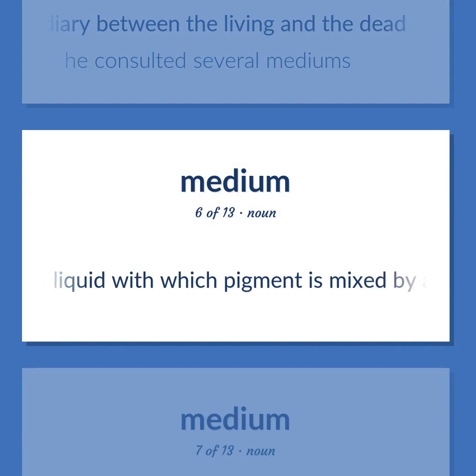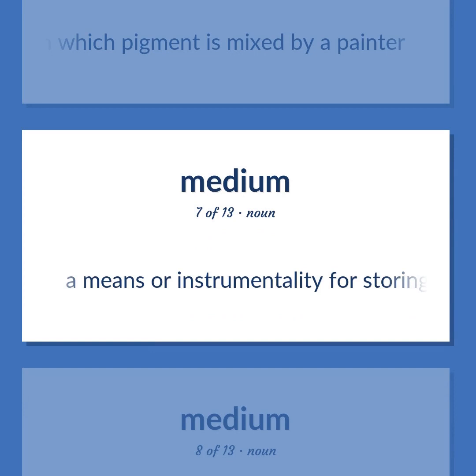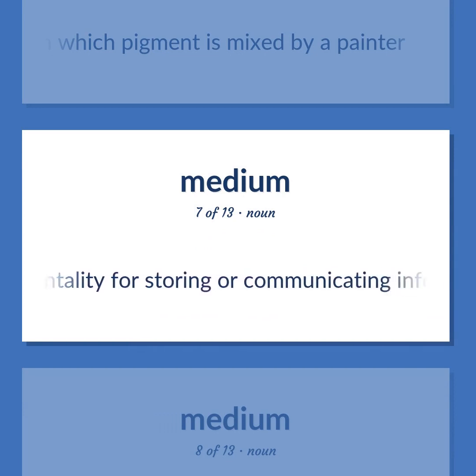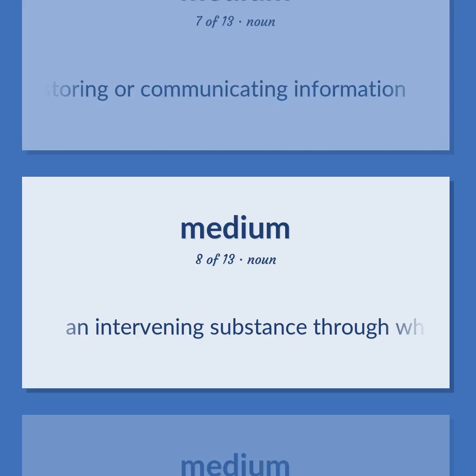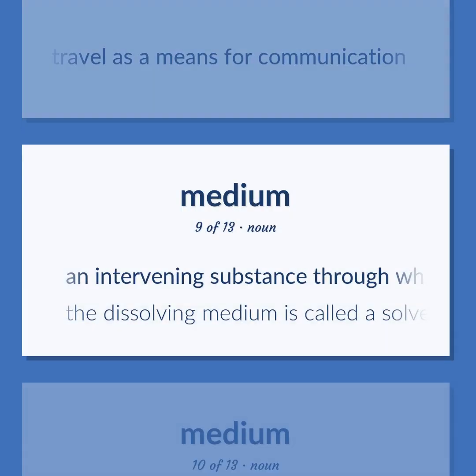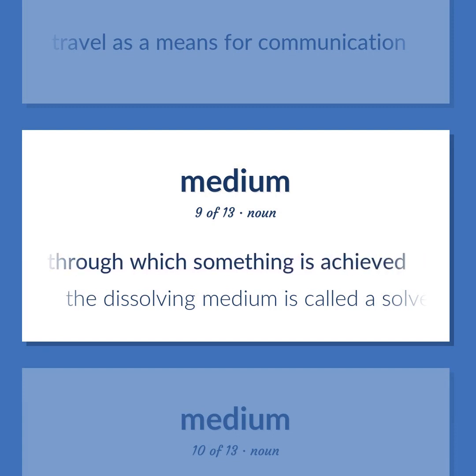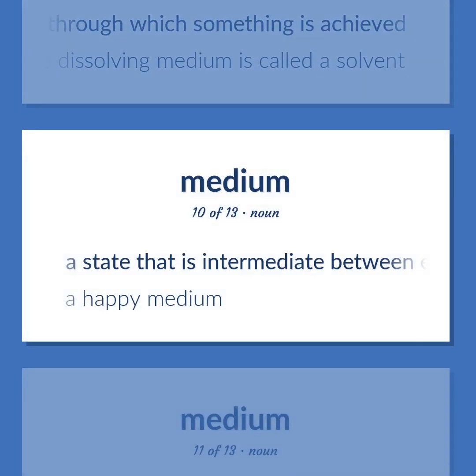A liquid with which pigment is mixed by a painter. A means or instrumentality for storing or communicating information. An intervening substance through which signals can travel as a means for communication. An intervening substance through which something is achieved. The dissolving medium is called a solvent. A state that is intermediate between extremes, a middle position. A happy medium.